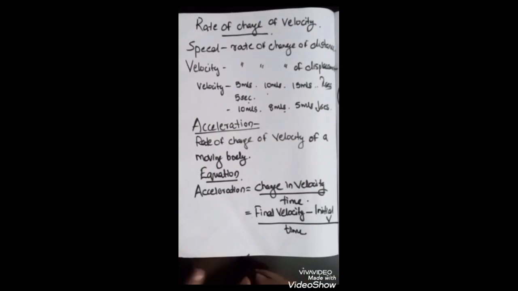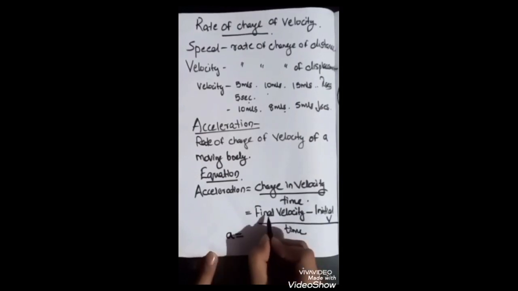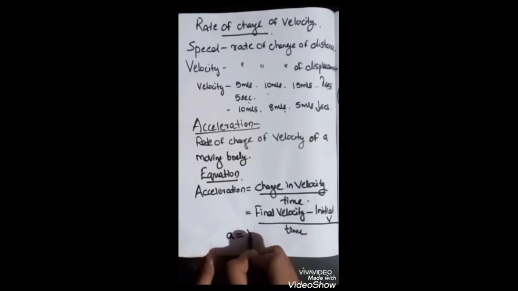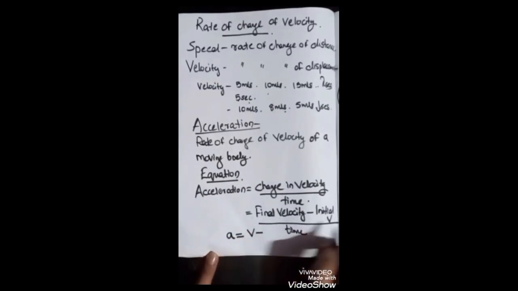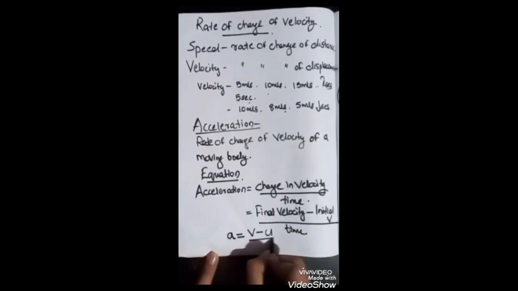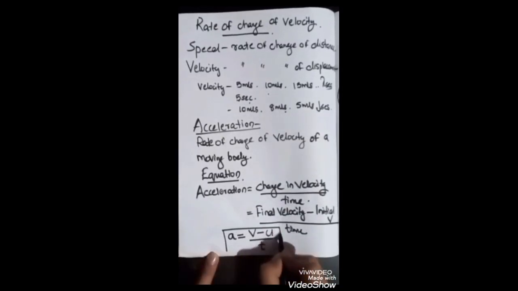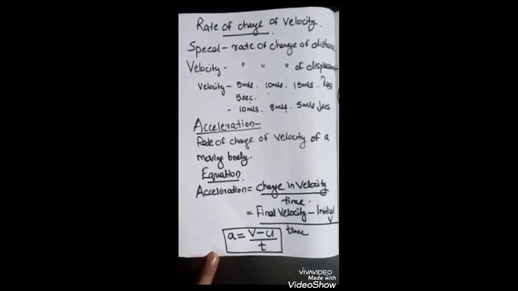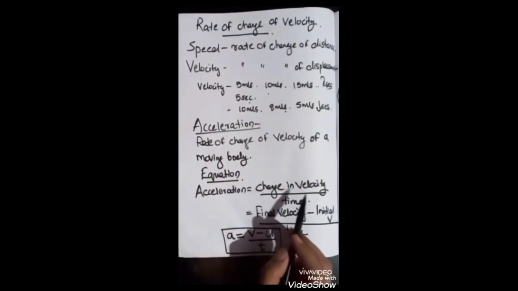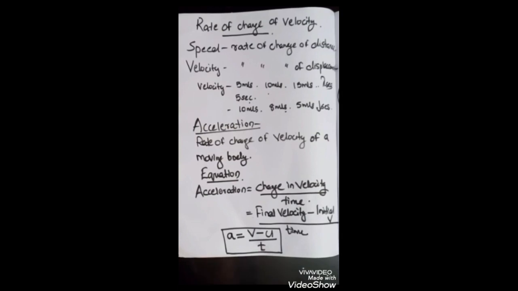Here, acceleration can be denoted by the small letter a, that is equal to final velocity, denoted by the letter v, minus initial velocity u, all divided by time t. This is the equation for acceleration. Acceleration is equal to change in velocity by time, that is final velocity minus initial velocity. a is equal to (v minus u) by t.